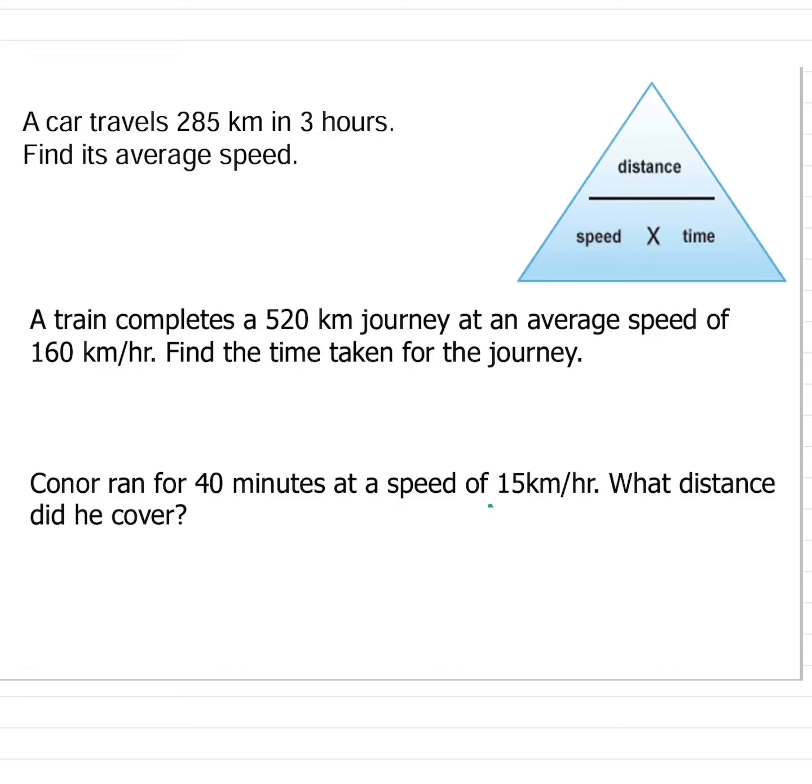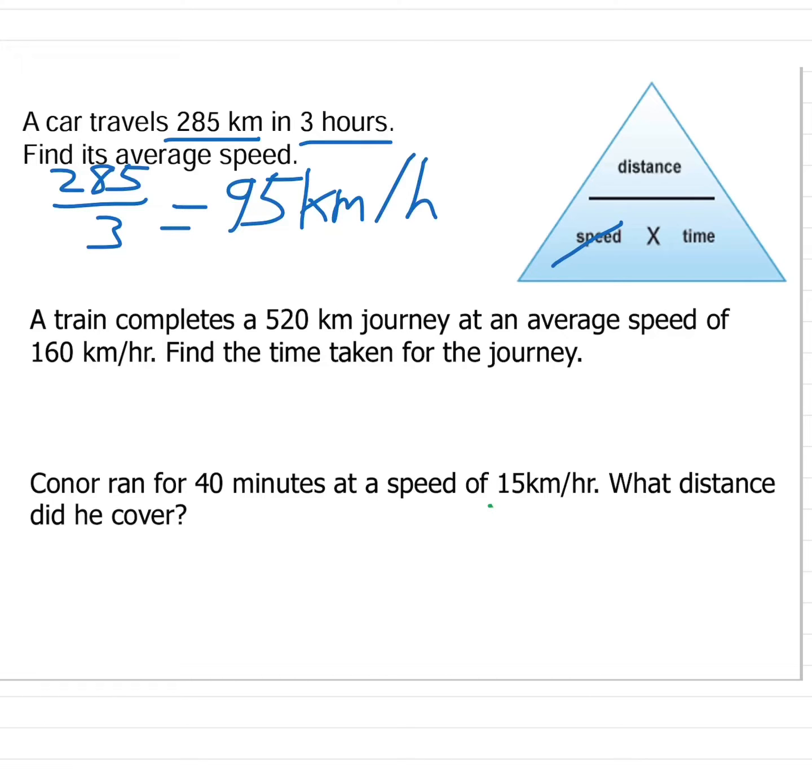So in the first question here, we're told a car travels for 285 kilometers in 3 hours, and we need to find the average speed. So straight away, I'm just going to cross off speed. So now I know it's distance divided by time. So we have 285 divided by 3. And use your calculator for that. And that is 95. Now the question said kilometers and then hours, which means then speed is going to be kilometers per hour.